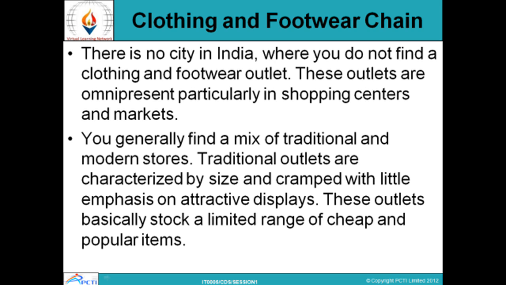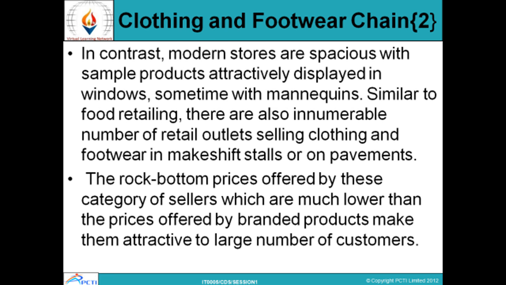So the traditional outlets are characterized by a limited range of cheap and popular items. In contrast, modern stores are spacious with sample products attractively displayed in windows, sometimes with mannequins. Similar to food retailing, there are also innumerable retail outlets selling clothing and footwear in makeshift stalls on pavements. The rock bottom prices offered by these sellers, which are much lower than the prices of branded products, make them attractive to a large number of customers.